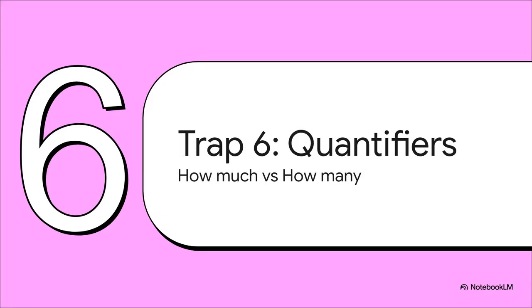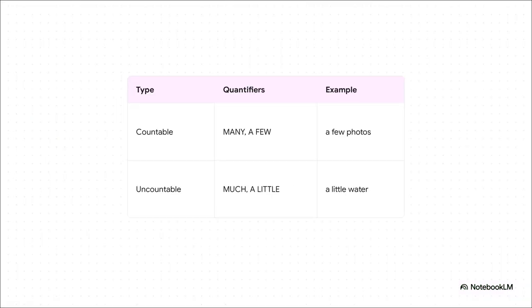And here we are at our final obstacle course challenge. Trap 6, Mastering English Quantifiers. How much versus how many? This is all about figuring out exactly when to use much, many, a few, or a little. Notice how cleanly these rules separate out. On one side, we have countable nouns. These are things you can literally count one by one, like people, lessons, or photos. For these, use many and a few.